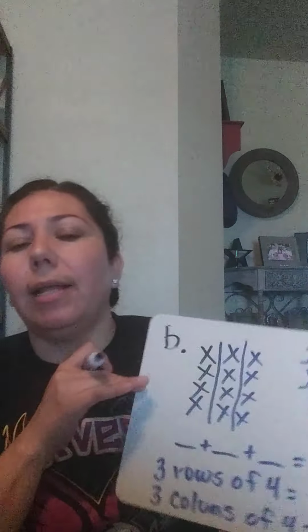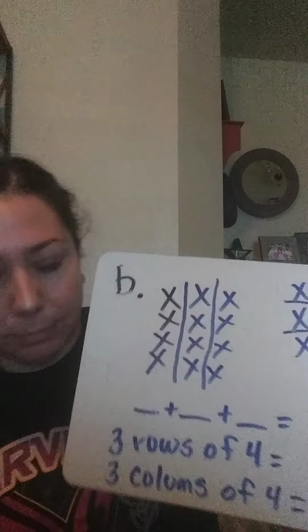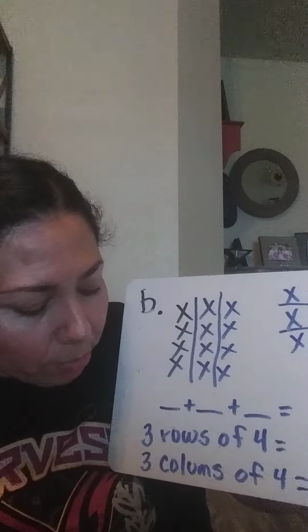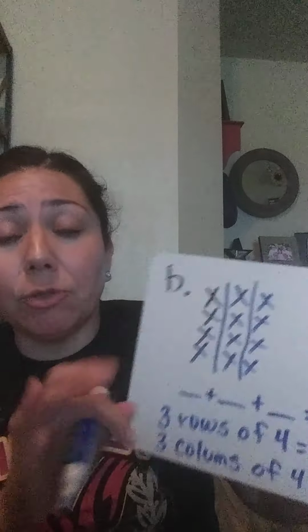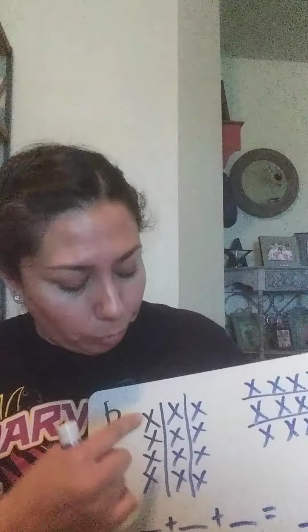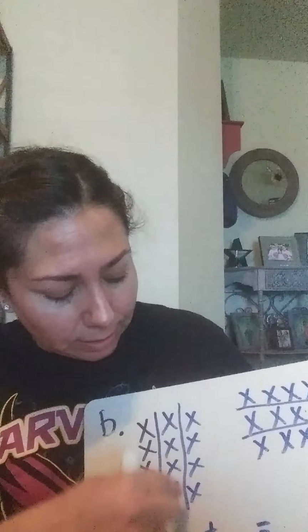So now let's move to letter B, 1B. It says, draw an array with X's that has 3 columns of 4s. Draw vertical lines to separate the columns, fill in the blanks. So I have my problem right here, letter B. Draw an array with X's that has 3 columns. Remember, columns are up and down. So we have 3, right? And we're going to separate them with our vertical lines.